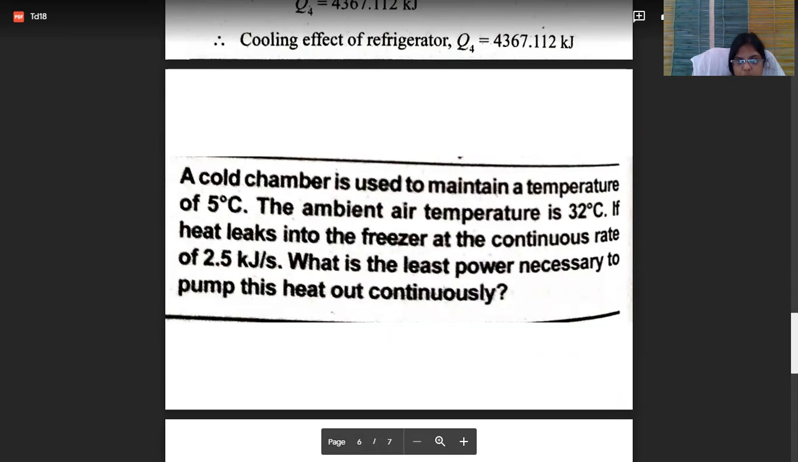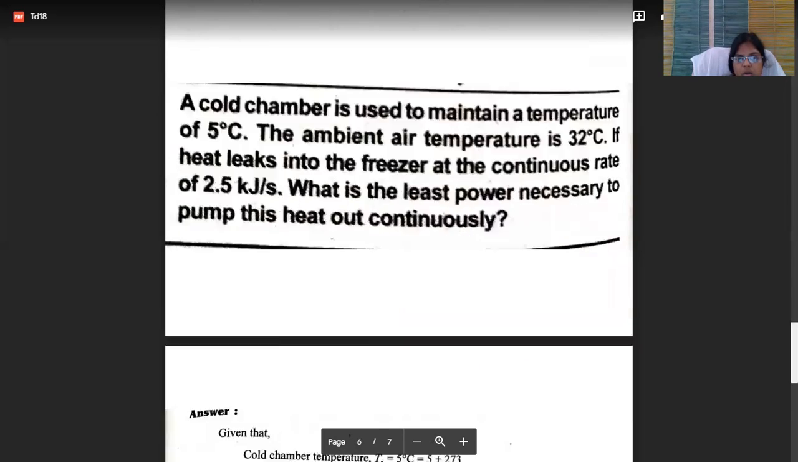So that is absolutely a refrigerator. The ambient air temperature is 32 degrees centigrade. If heat leaks into the freezer at a continuous rate of 2.5 kilojoule per second, what is the least power necessary to pump this heat out continuously?